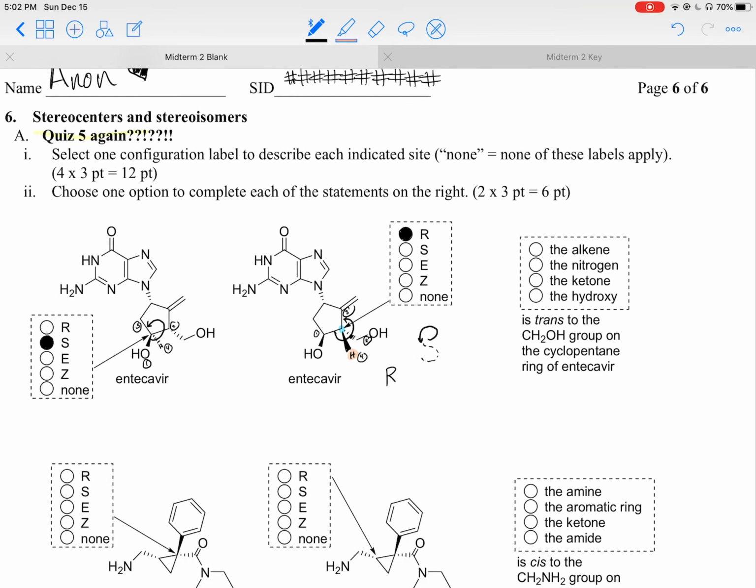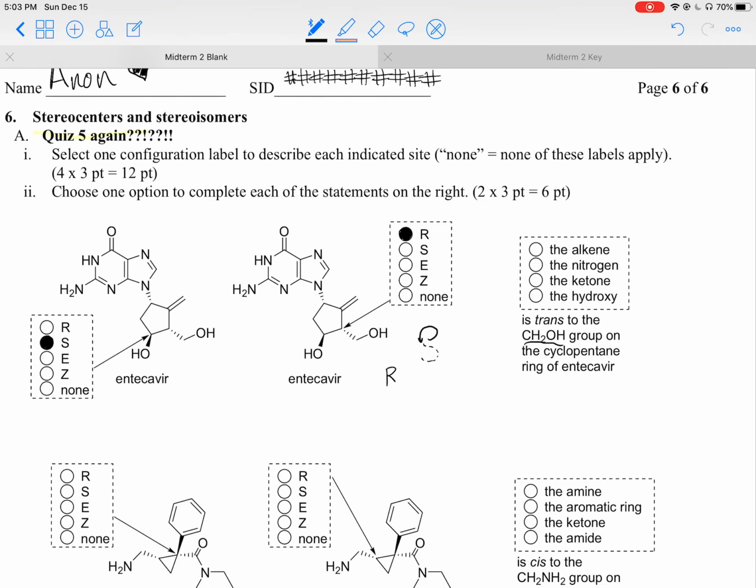Now it's asking, what is trans to the CH2OH group on the cyclopentane ring? So let's erase all of our work here to make it less confusing. We already figured out the stereochemistry. Let's first identify what the CH2OH group is.